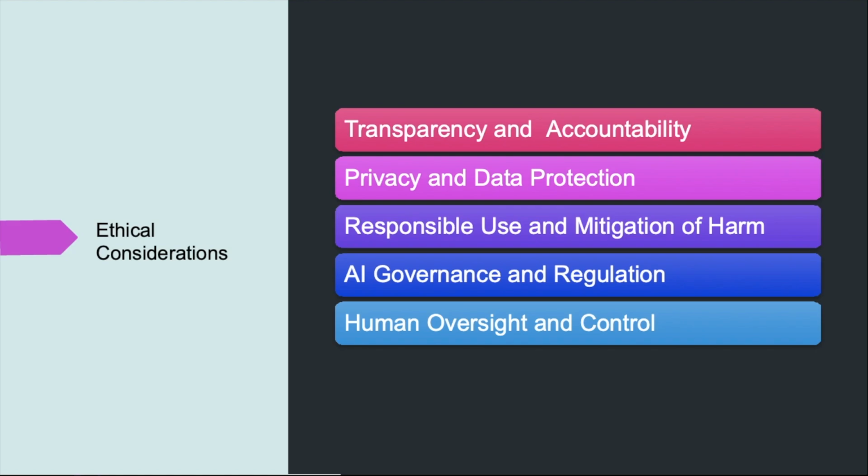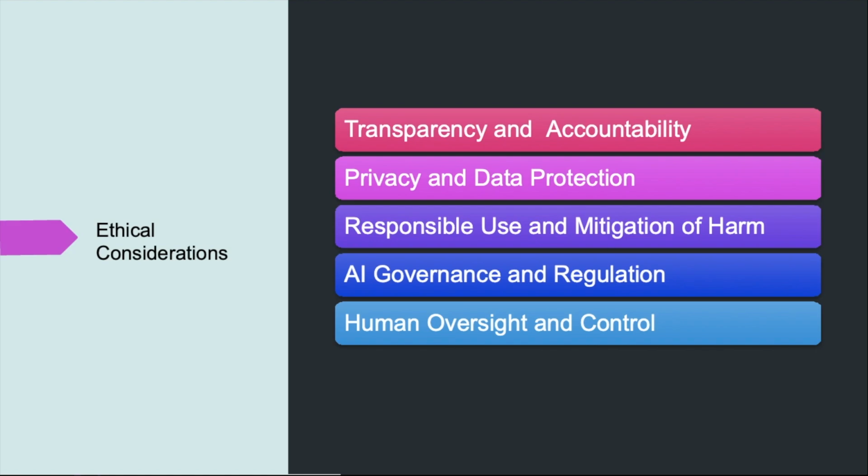Next, we have responsible use and mitigation of harm. Implement safeguards and guidelines to prevent the misuse of generative AI for malicious purposes, such as generating hate speech, explicit content, or false information. This includes developing mechanisms to detect and mitigate harmful outputs.